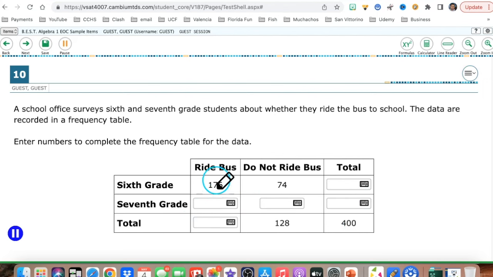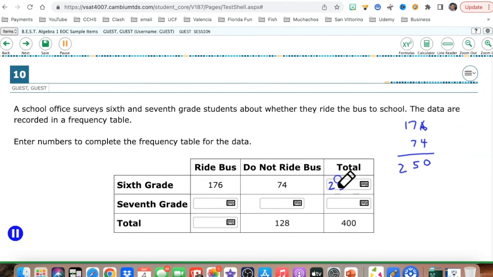Now vertically, you add these two and you get this. You add these two and you get this. You add these two and you get this. So you start where you get the most information. Right now I have these two, I can find the third value. So 176 plus 74, right? That's going to give me 0. This is going to be 14 and 1 is 15, and this is going to be 2.